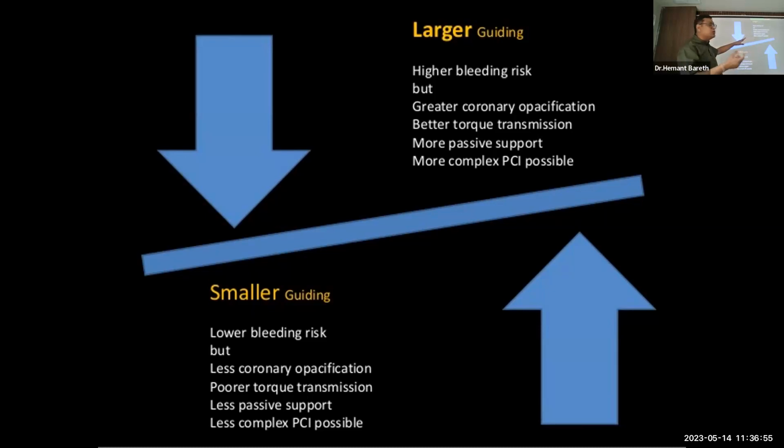Also, it has better support, so better torque transmission and more support, and therefore when complex PCI has to be done with a lot of support required, it helps, because the size also gives support. Angle theta gives support, size also gives support. So the more size you use, the more support you get. So for complicated procedures, you might use a larger guiding catheter. The smaller one, on the other hand, is good because it has a lower bleeding risk, obviously. It also causes less coronary opacification, poorer torque transmission, less passive support, and therefore less complex procedures are possible with a smaller guiding catheter.